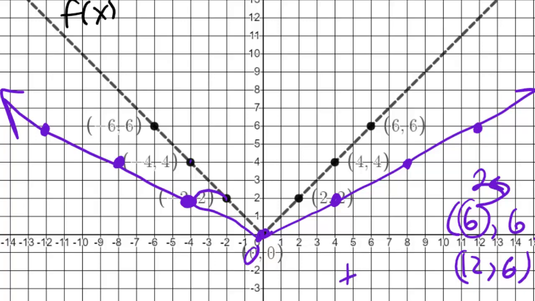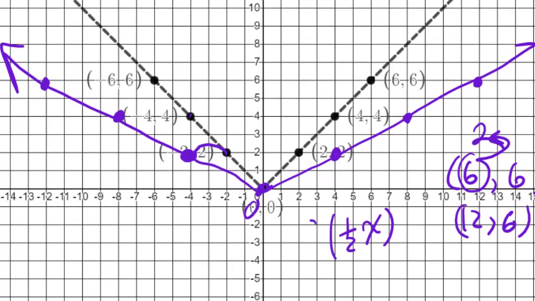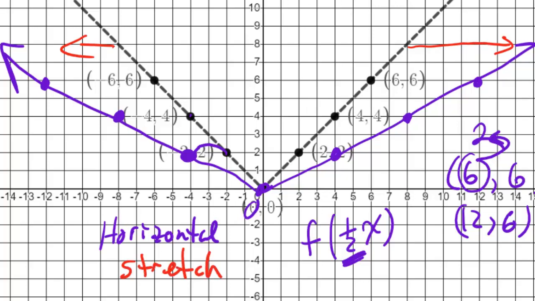Now remember, this was 1/2 x inside the function. Because it happened inside, we call it horizontal. And because we're actually pulling the original lines outwards, we're pulling them left and right, that would not be a compress anymore. That would be a stretch. So this is a horizontal stretch by a factor of 2.